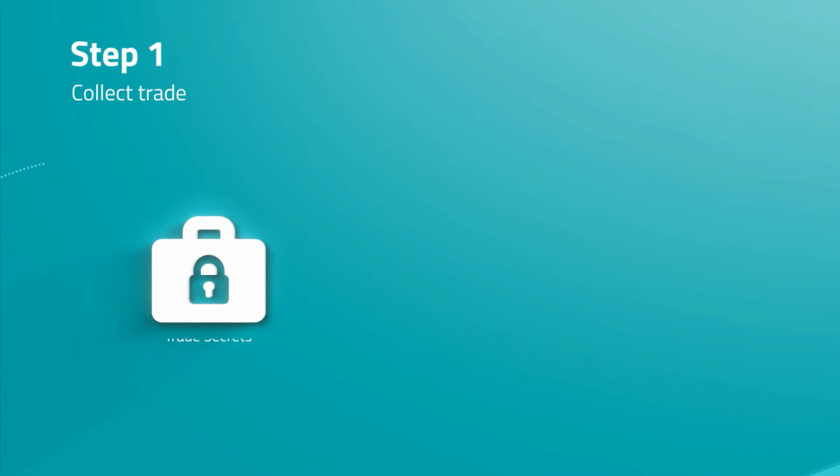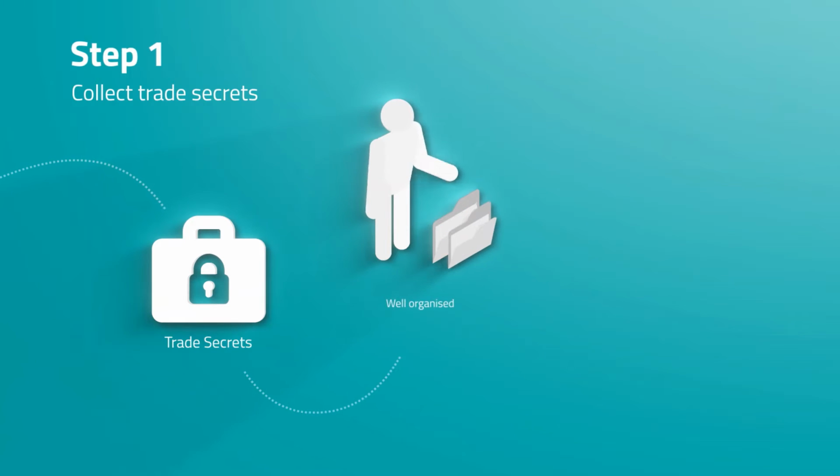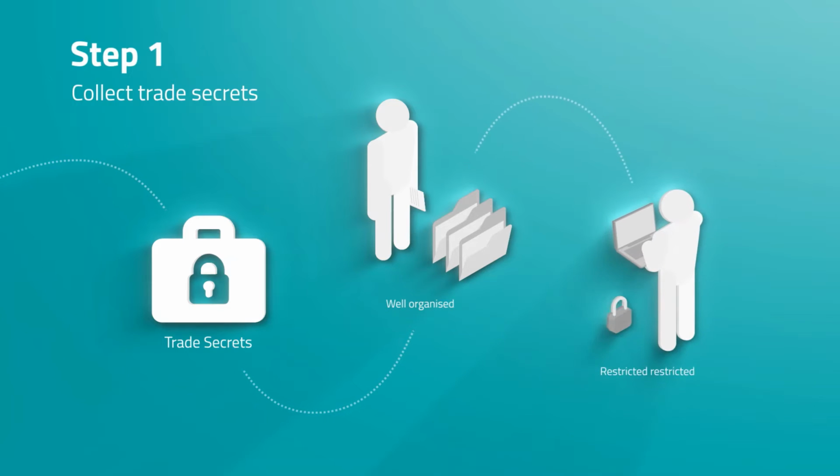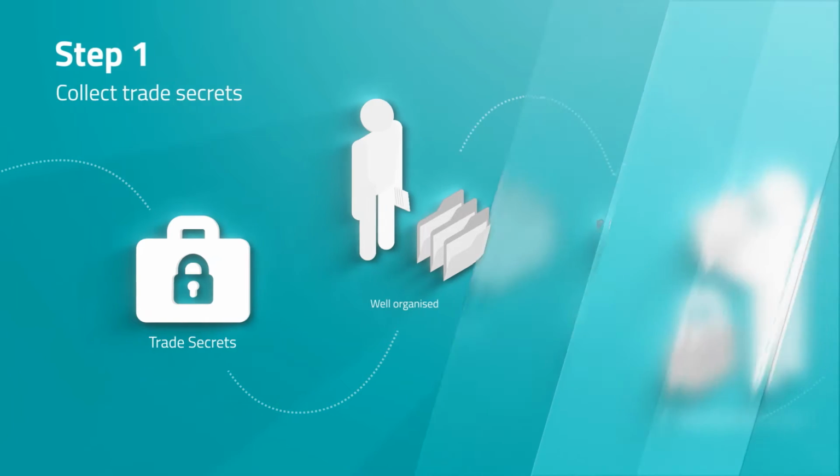Number one, collect them. In order to have a good idea of what you must have as a trade secret, it is essential that you have them in an organised manner, i.e., named and collected into a place where access is restricted. Such access must always be on a need-to-know basis.